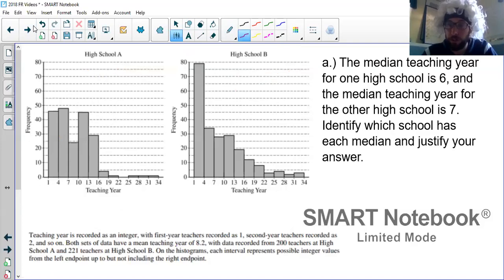Part A, as I mentioned: the median teaching year for one high school was 6, and the median teaching year for the other high school is 7. Identify which school is each median and justify your answer. So there's a couple ways we could go about this. The first thing that would come to my mind would be just to understand how to estimate the median of a histogram, right? And so that's what I'm going to do first.